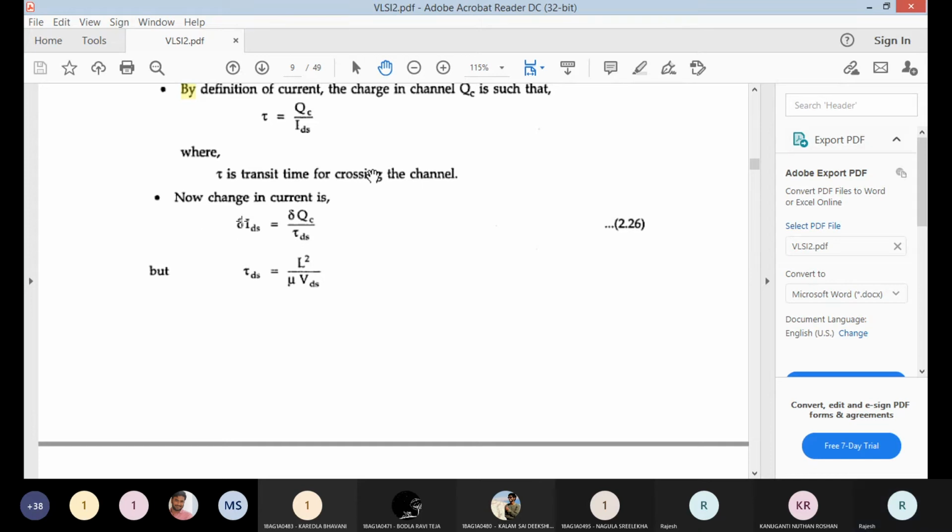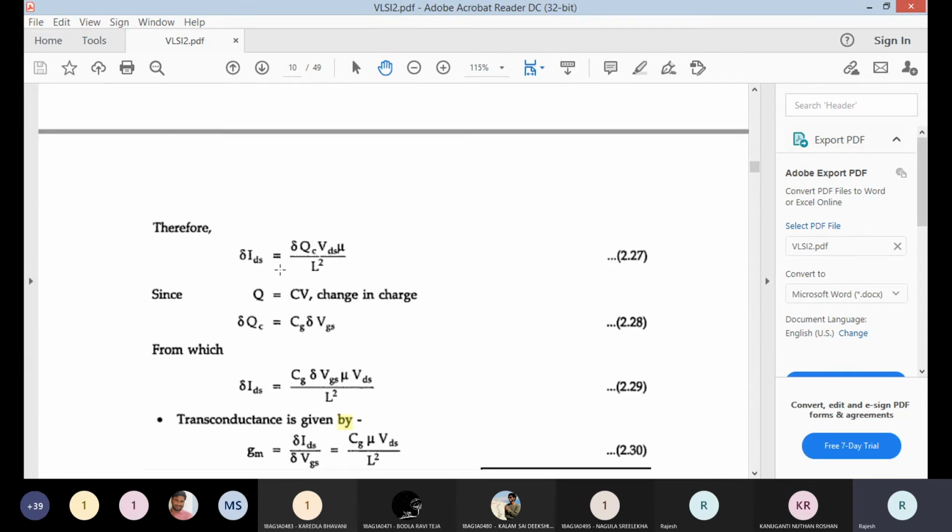So the rate of change of IDS is equal to dou QC by tau SD. Now tau SD is constant. Tau SD is a constant depending on VDS. VDS is constant now, length is constant. You have already manufactured the MOSFET, so length is constant, mobility is constant, VDS is constant. So tau SD is constant. Now dou IDS is equal to dou QC by tau SD. Substitute your tau, it becomes mu into VDS by L square.